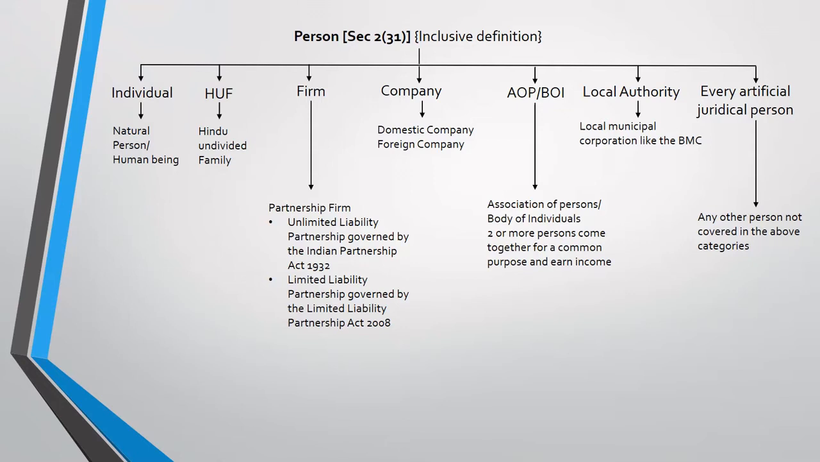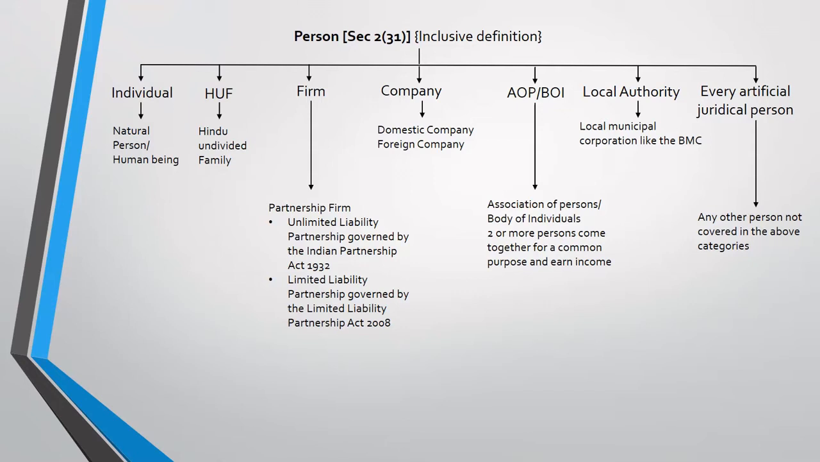HUF is Hindu Undivided Family. It means the head of the family. The most senior member of the family is the Karta. Membership in the HUF is by way of birth or marriage. So any child, girl or boy, born in the family automatically becomes the member of the HUF. Also, the wives or daughter-in-laws automatically become members of the HUF.